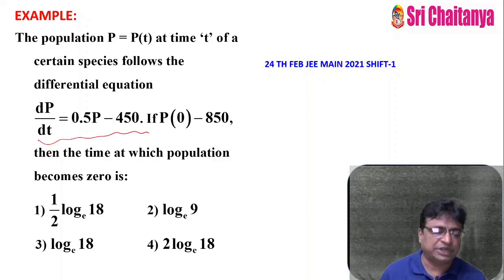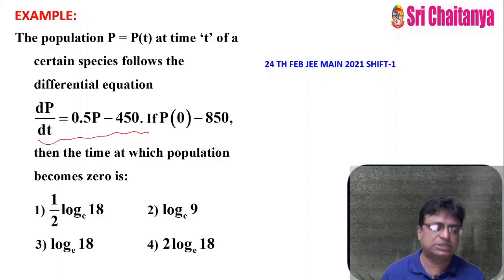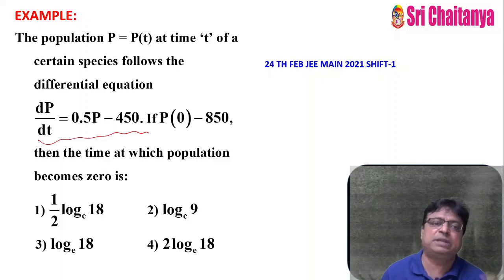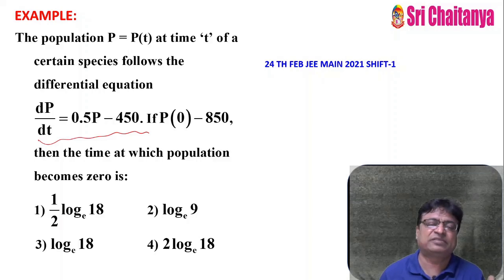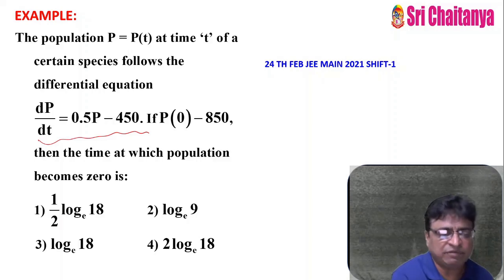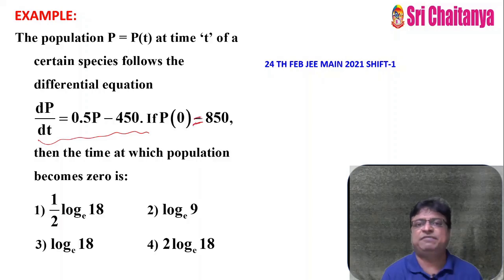That is dp by dt. Here t is the independent variable and p is the dependent variable, just like dy by dx. It is dp by dt. In the place of y it is p, in the place of x it is t. One equation is given for you. And p of 0 is equal to 850 is given for you.